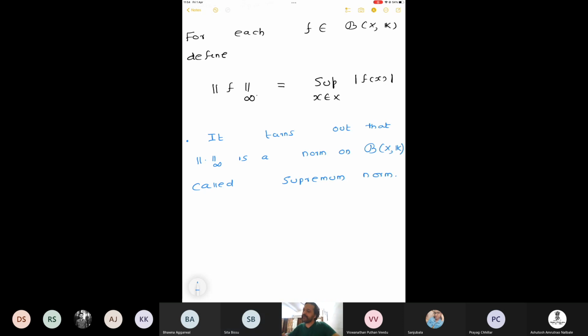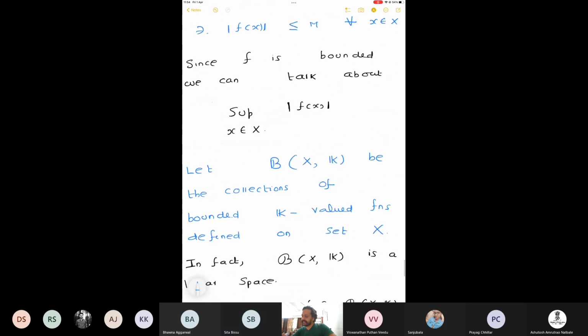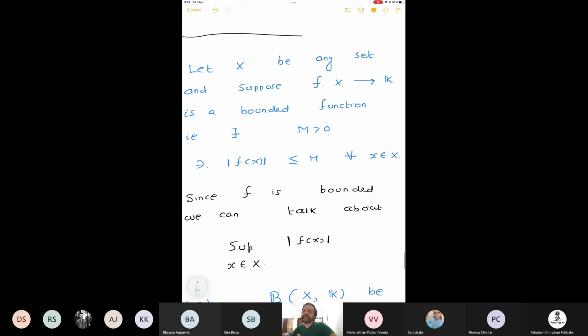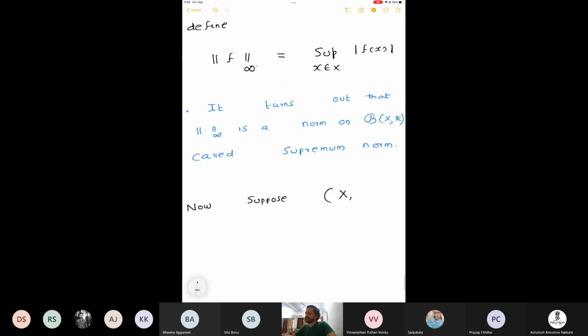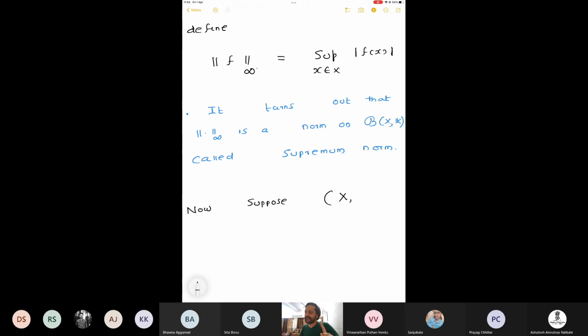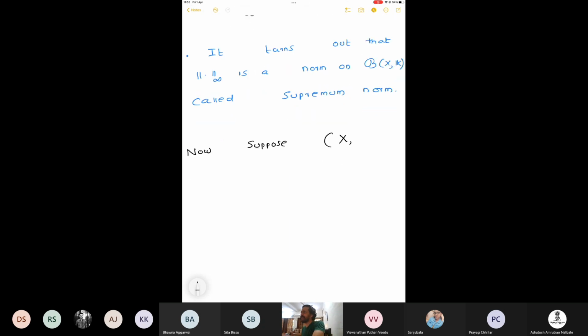Now, instead of starting with a set, let us say that we have a measure space. In this process, I have given you one more example of a normed linear space, namely B(X, K). It is not coming from measure theory, but still it is an example. Now this B(X, K) will motivate our next example. Now suppose (X, A, mu) is a measure space.